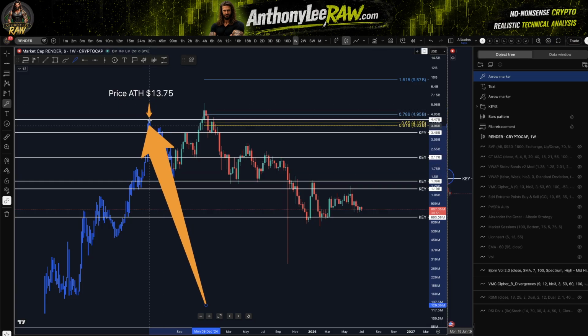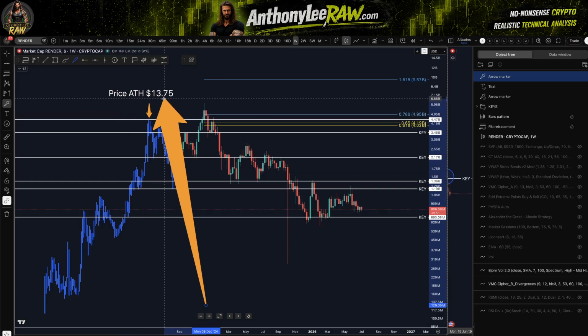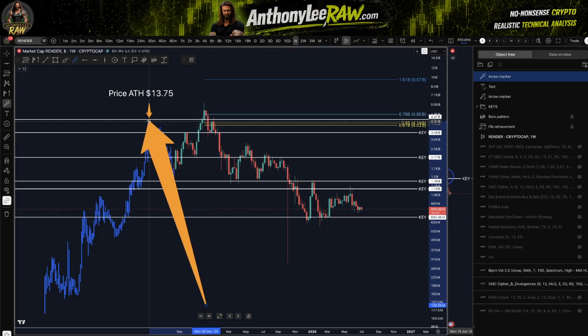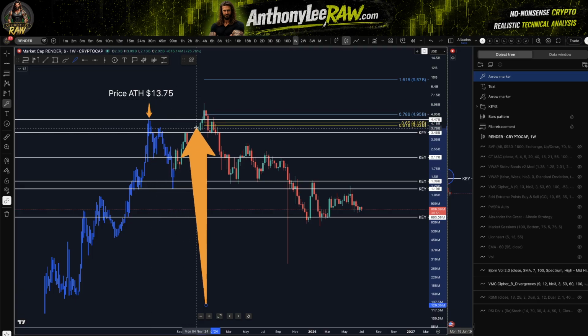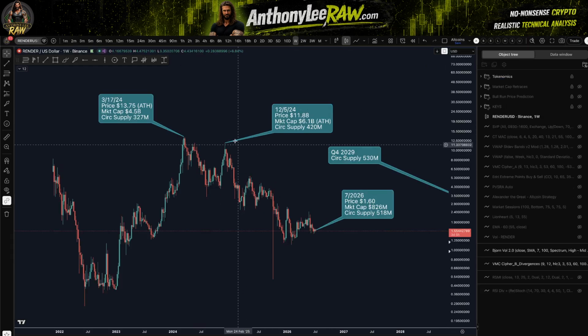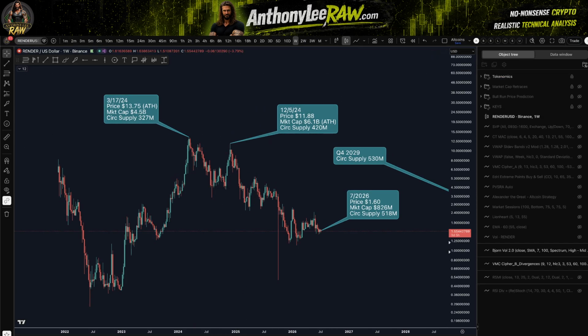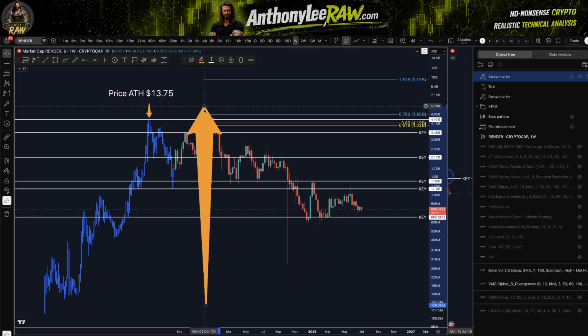And this right here, this arrow where I have price all-time high 1375, you can see that is where your market cap was. And in December, you later came up and set another all-time high, even though price did not. You were only at 1188. So that's due to your token unlocks. That's what we just discussed.